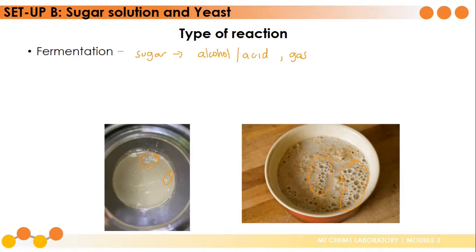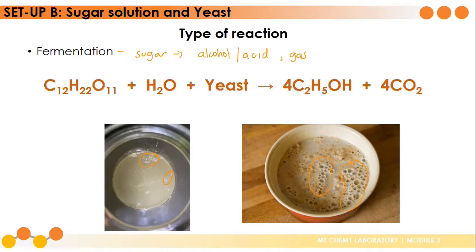For the chemical equation that we are to use for setup B, we have this one. So we have here your table sugar plus your hot water and yeast will produce ethanol and carbon dioxide, which is in the form of gas and can be observed through the bubbles.